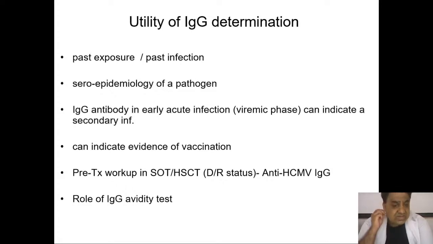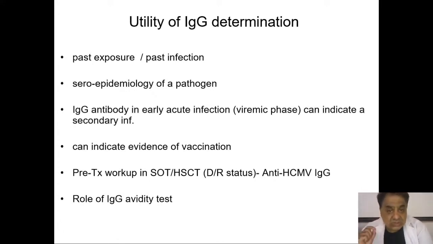Okay, in a transplant setting, I have a separate class with you in the fifth semester on transplant infections. Here, the IgG status of certain viruses is helpful in deciding therapy. Okay, so I'll discuss that. The donor receptor status of IgG is important in pre-transplant workup in solid organ transplant and hematopoietic stem cell transplant. Also, IgG avidity tests are available, which will be taught to you in the immunological reaction class, and these help in differentiating primary and secondary infections in certain situations.